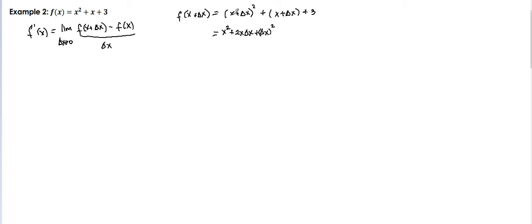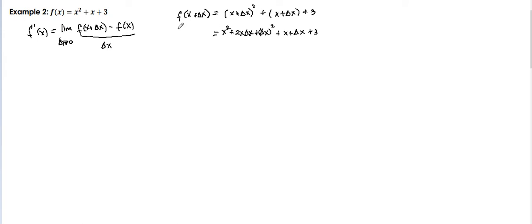Again, to expand this binomial expression, we can just square the first term and then square the last term, and to get the middle term, you need to multiply the first term and second term, then multiply it by 2. So we have x times delta x, that would become x delta x, and then multiply it by 2, so we have 2x delta x. Okay, so we have plus x plus delta x plus 3. Now tingnan natin kung meron ba tayong pwedeng ma-combine. So, mapapansin natin, wala naman. It doesn't have similar terms.